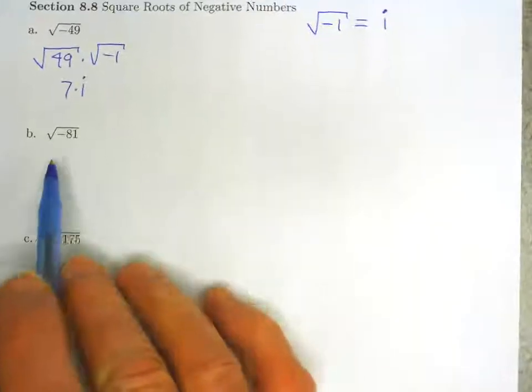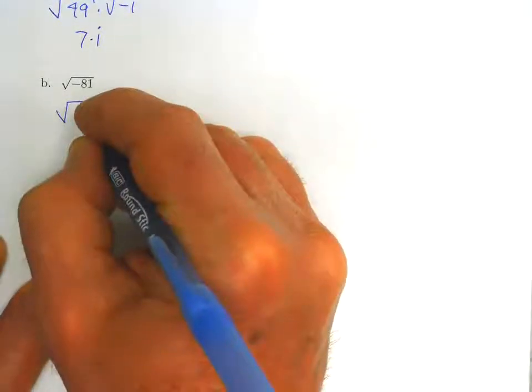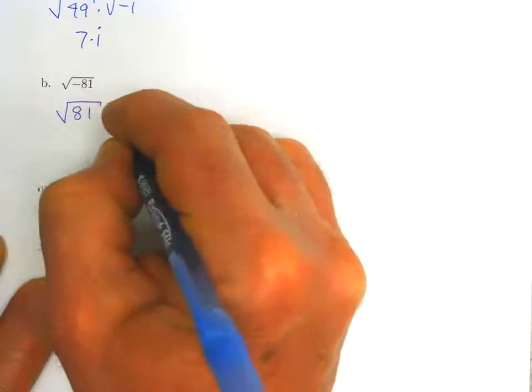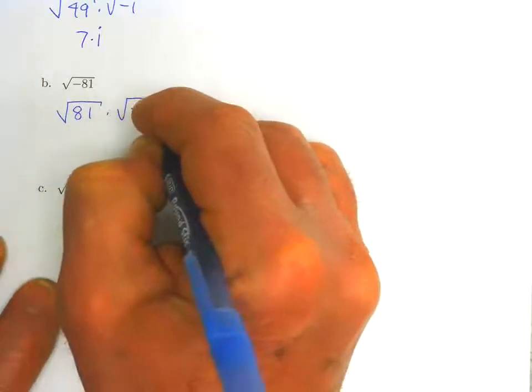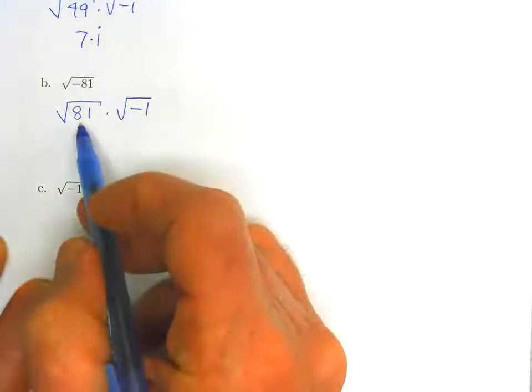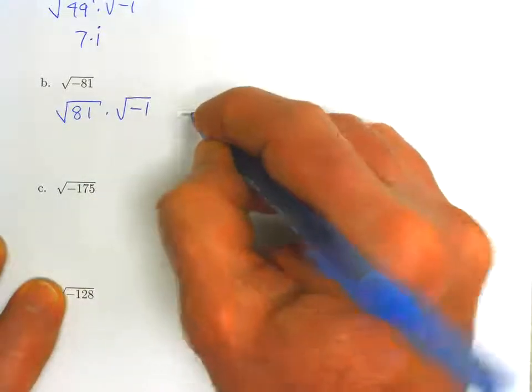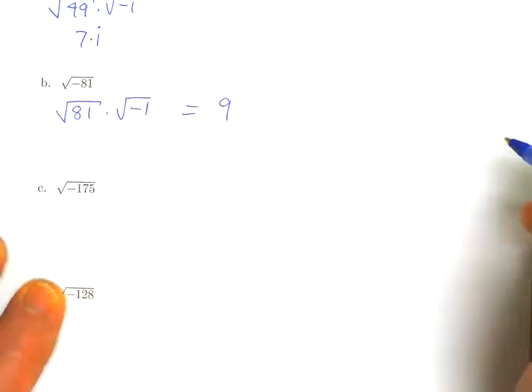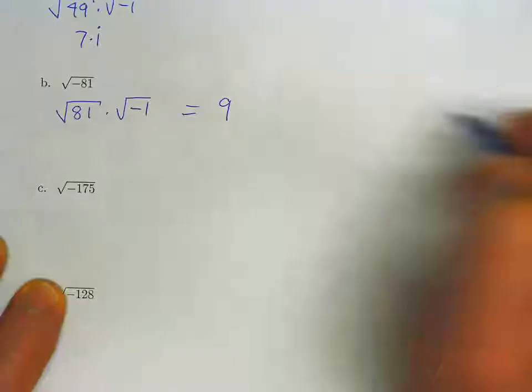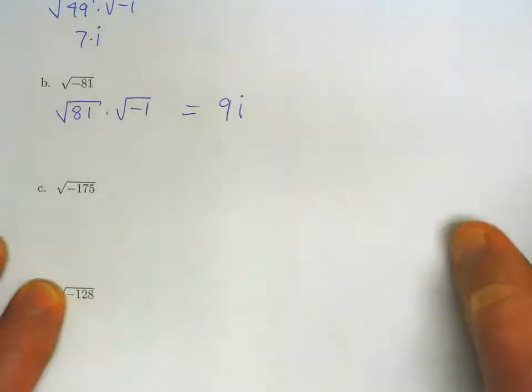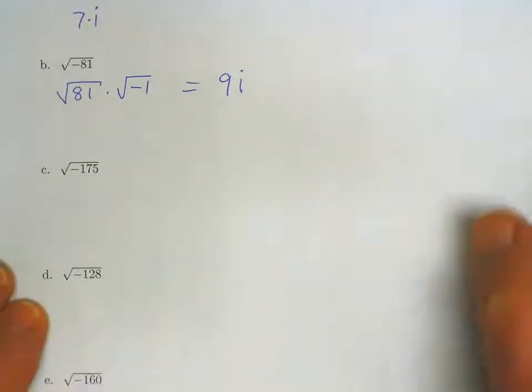The square root of -81, same idea. Using the product property of radicals, this is the square root of 81 times the square root of -1. Replace the square root of 81 with 9, and replace the square root of -1 with i. So 9 times i, or 9i, is what it simplifies to.